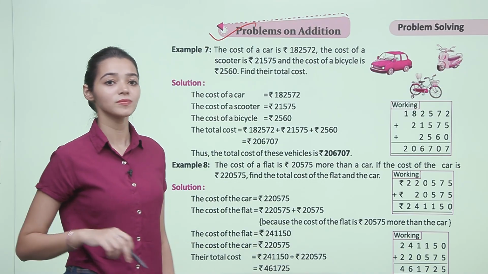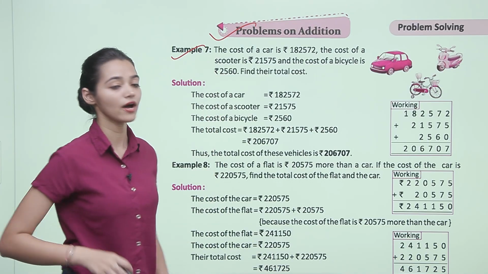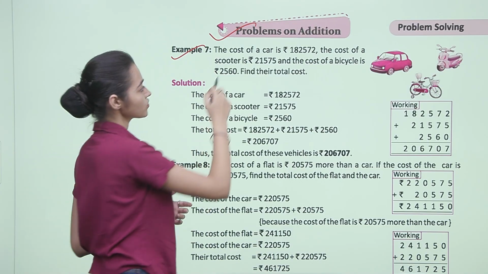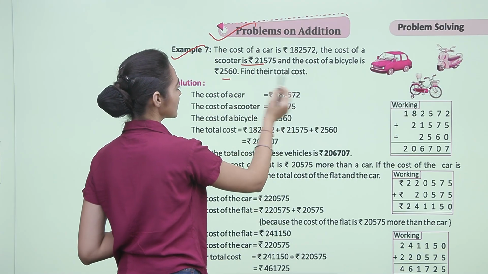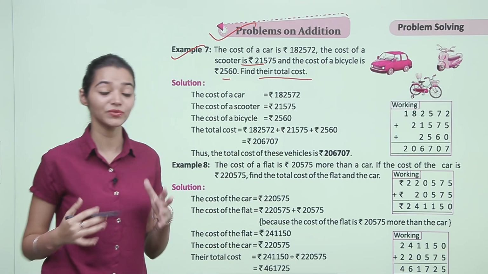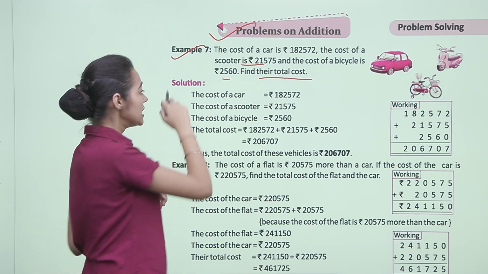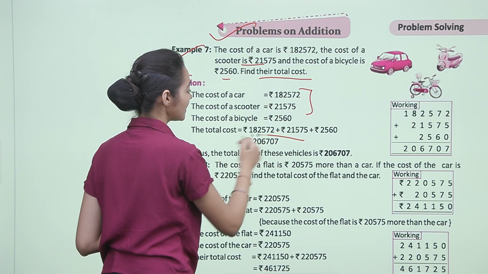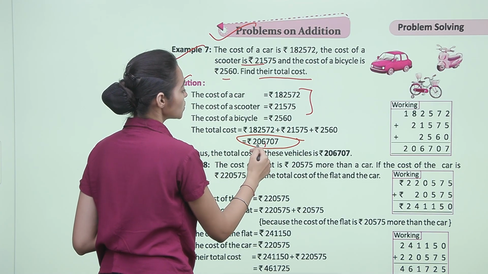Now let's look at the problems on addition. In example number 7 we are told the cost of a car is this, the cost of a scooter is this, and the cost of a bicycle is X. We have to find the total cost, that means we have to add all of the terms. Here we wrote all the terms and when we add them the total cost is 2,06,707.